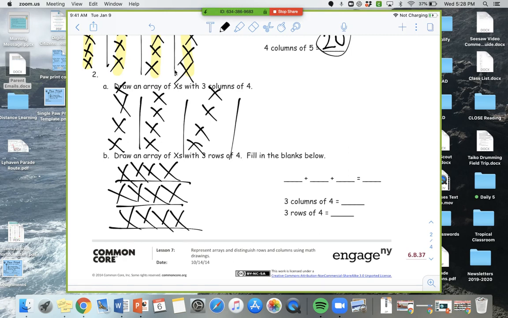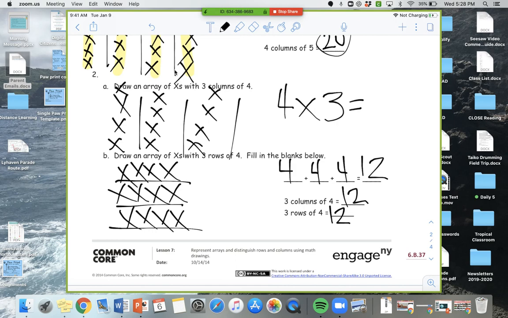Fill in the blanks. So it's 4 plus 4 plus 4, which equals 12. 3 columns of 4 equals 12. 3 rows of 4 equals 12. If I were to write my multiplication problem, it would be 4 times 3, because it's the number 4, 3 times, oops, wrong number, which equals 12. Same here, the number 4, 3 times, which equals 12.